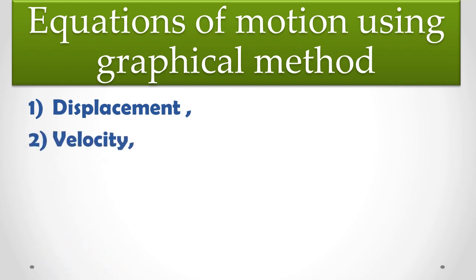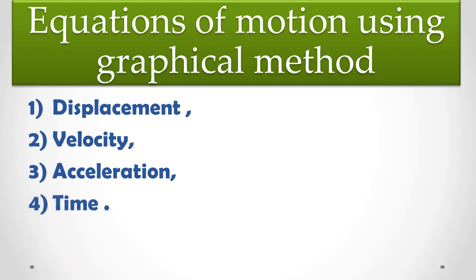Okay, so equation of motion using graphical method. Students, Newton studied the motion of an object and gave a set of three equations of motion, and these equations of motion relate the displacement. Now what is displacement? This is the minimum distance between the starting and finishing point. Next is velocity. So what is velocity? The distance traveled in one direction by an object in unit time is the velocity. And third is acceleration. So what is this? The rate of change of velocity in a given time is nothing but acceleration. Okay, and fourth is time.